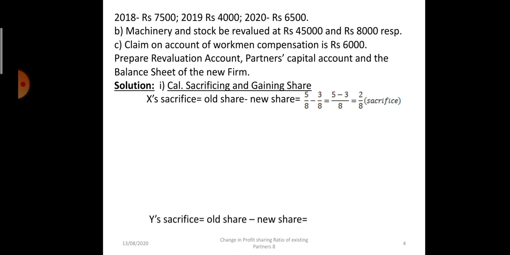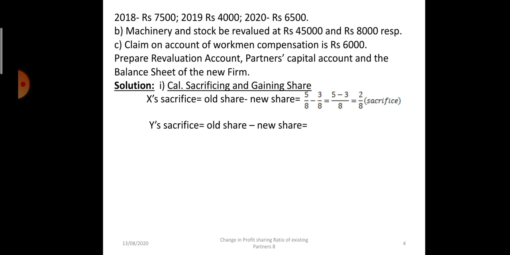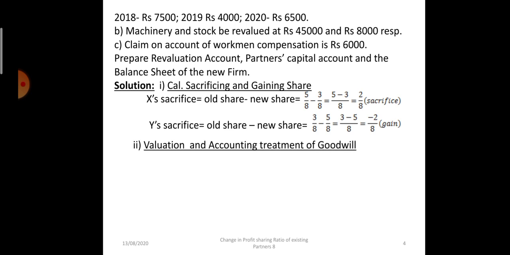Y's old share minus new share is coming in negative. That means Y is gaining. So Y is gaining 1/4 share, whereas X is sacrificing 1/4 share. Now the next step: valuation and accounting treatment of goodwill. Goodwill is valued at 3-year average profits, 2-year purchase. So the average profit is 6,000.